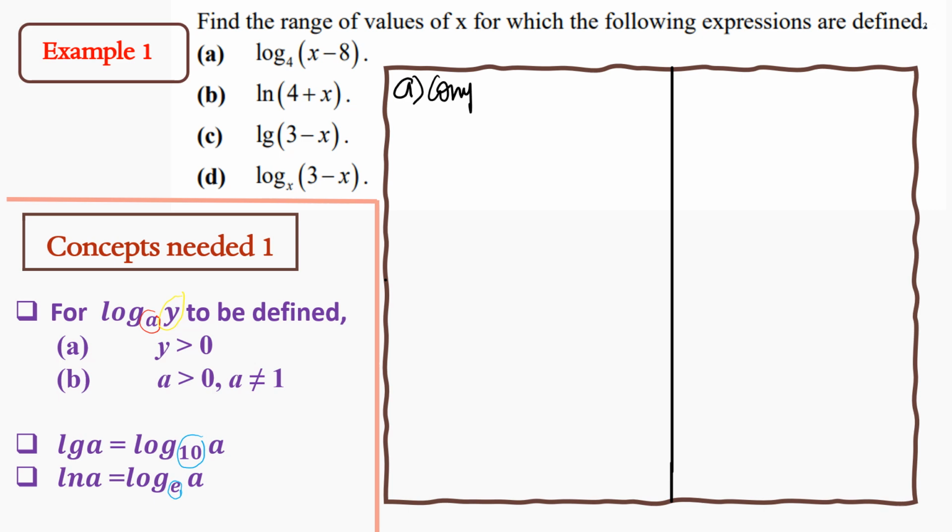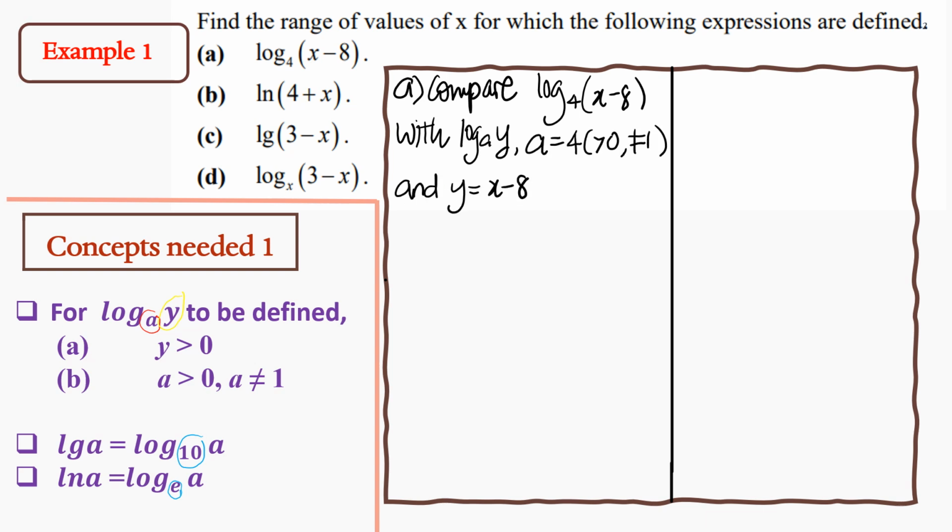So let's look at A. Basically you just compare what you're given with log y base a. You will see that the value of a is 4 here, and 4 is a value that's more than 0 and is not equal to 1. So we satisfy this condition. Then the next thing is we compare this value, x minus 8, with y. From this first condition, the value of y has to be more than 0. So therefore, my x minus 8 has to be more than 0. Hence, for this function to be defined, the values of x must be 9, 10, 11, 12, and so on and so forth.